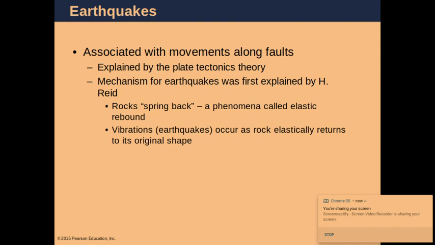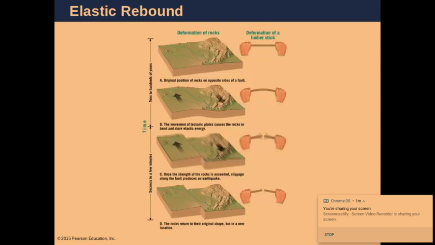So the rocks basically spring back, and this is what we call elastic rebound. Vibrations occur as the rock elastically returns to its original shape. The next slide will show you what we mean by that. If you look at the top picture up here, this shows just a little bit of strain, but for the most part, there's not tons of strain. And then the strain builds into the second picture. And the stick over here is just to give you an analogy for what happens.